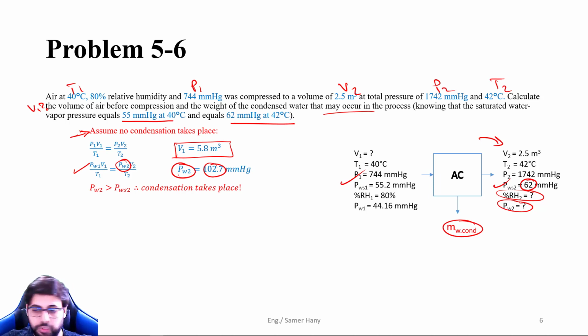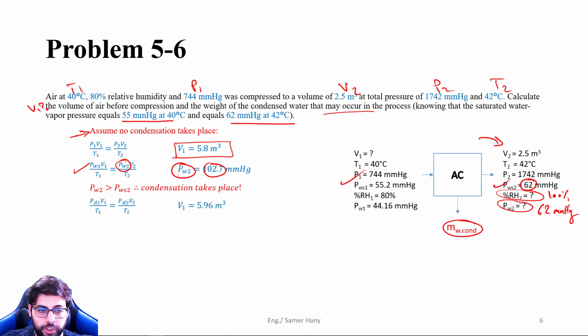So what do we get from that? We know this time that the relative humidity in the outlet stream will be 100%, and hence the water pressure in the outlet stream will be the same as the saturation pressure, 62 millimeter mercury.